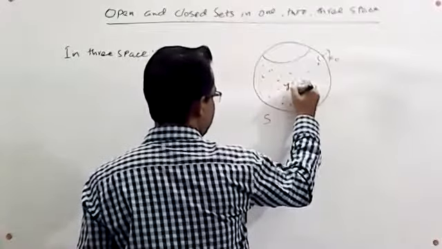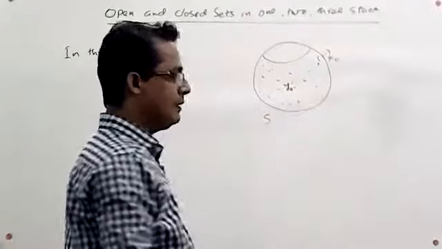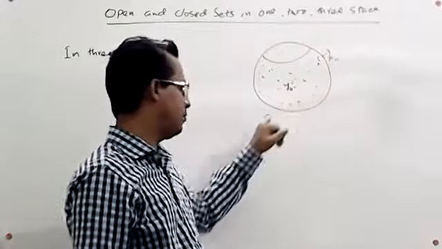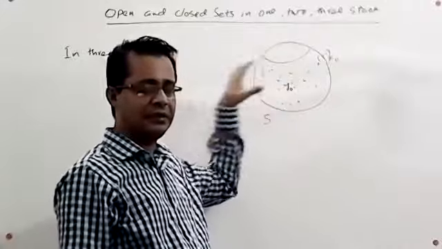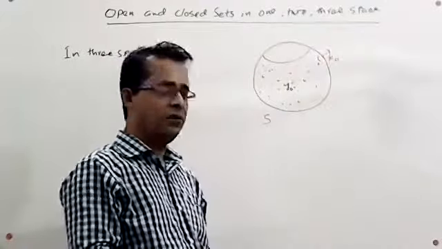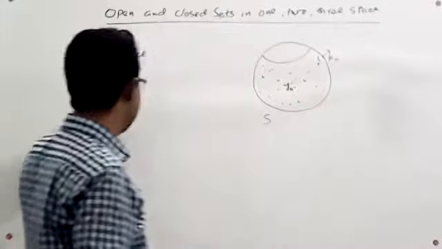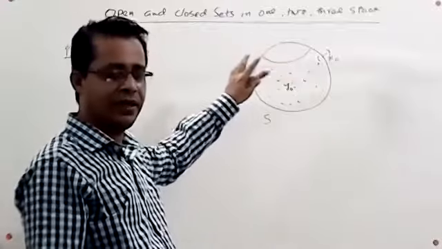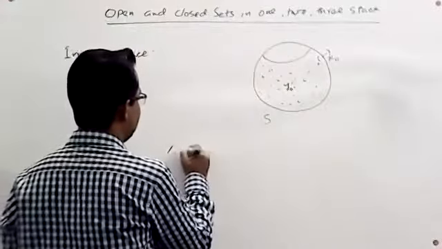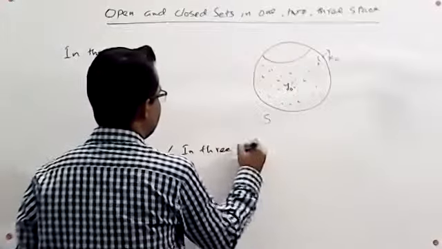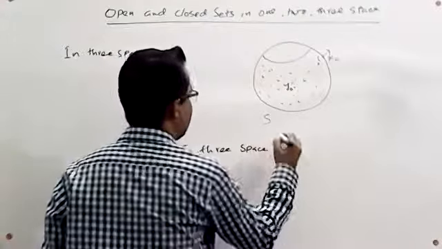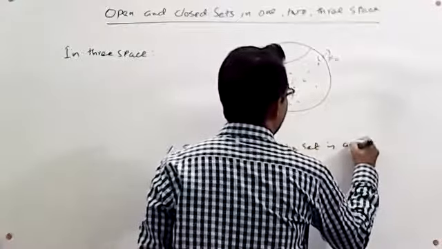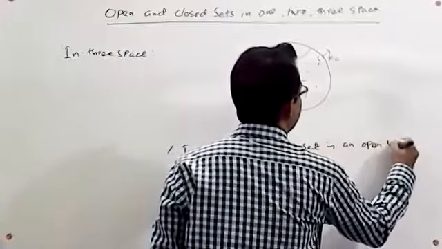Let this point be denoted by y naught. So we can easily say that S is a neighborhood of y naught. That is, it is valid for all interior points of this sphere. So we can say that in three space, open set is all interior points of this sphere. That is, in three space, open set is an open ball.